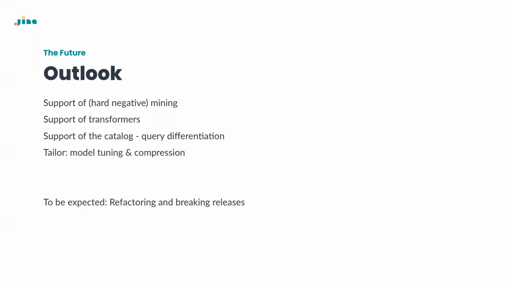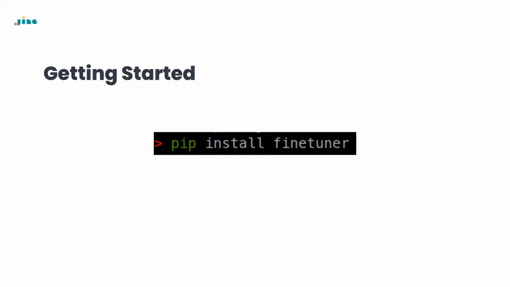Okay, that's it for the outlook. Now, if you want to get started, just run pip install Finetuner, and then you can start playing around with the code. And I'm ready for any further questions.